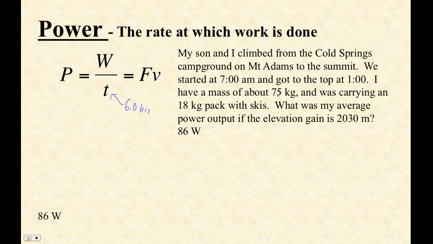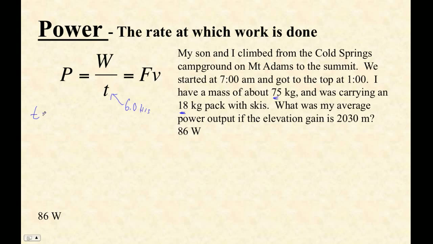I have a mass of 75 kilograms. I was carrying an 18-kilogram pack with skis, probably at least, right? Okay, that was a heavy pack. And so my mass is going to be the sum of those, right? And then what was my average power output if the elevation gain is 2,030 meters, right? Apparently the answer is 86 watts 2 times, right? Somewhat surprisingly. So what I'm going to do here is, let's first figure out what the time is.